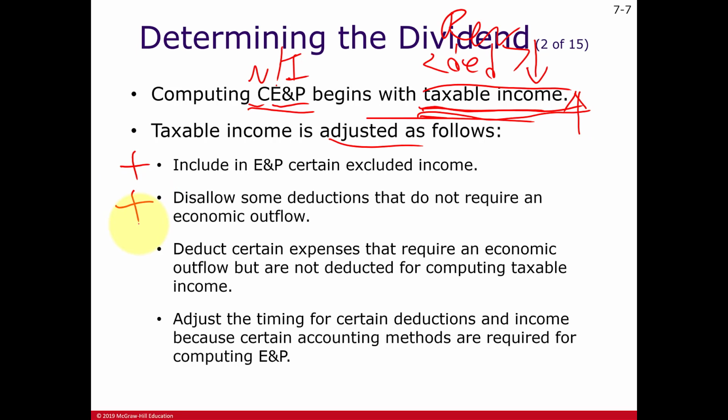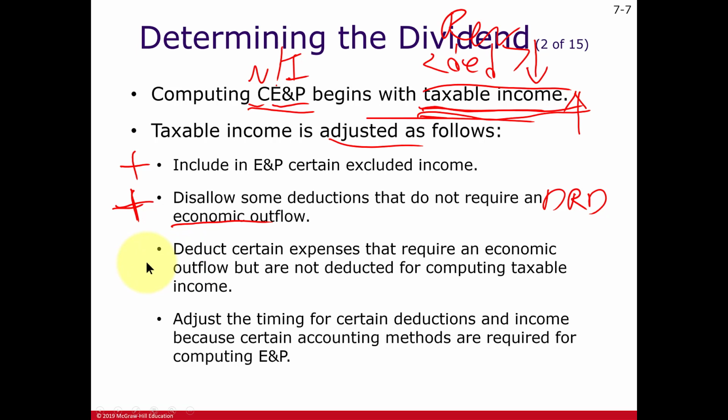An example we'll see is the dividend received deduction. It doesn't require you to pay out any money, but it's just given to you automatically when a corporate shareholder receives a dividend. Okay? They're making a deduction out of thin air without any cost going out. So that's disallowed. So that's going to increase the taxable income.